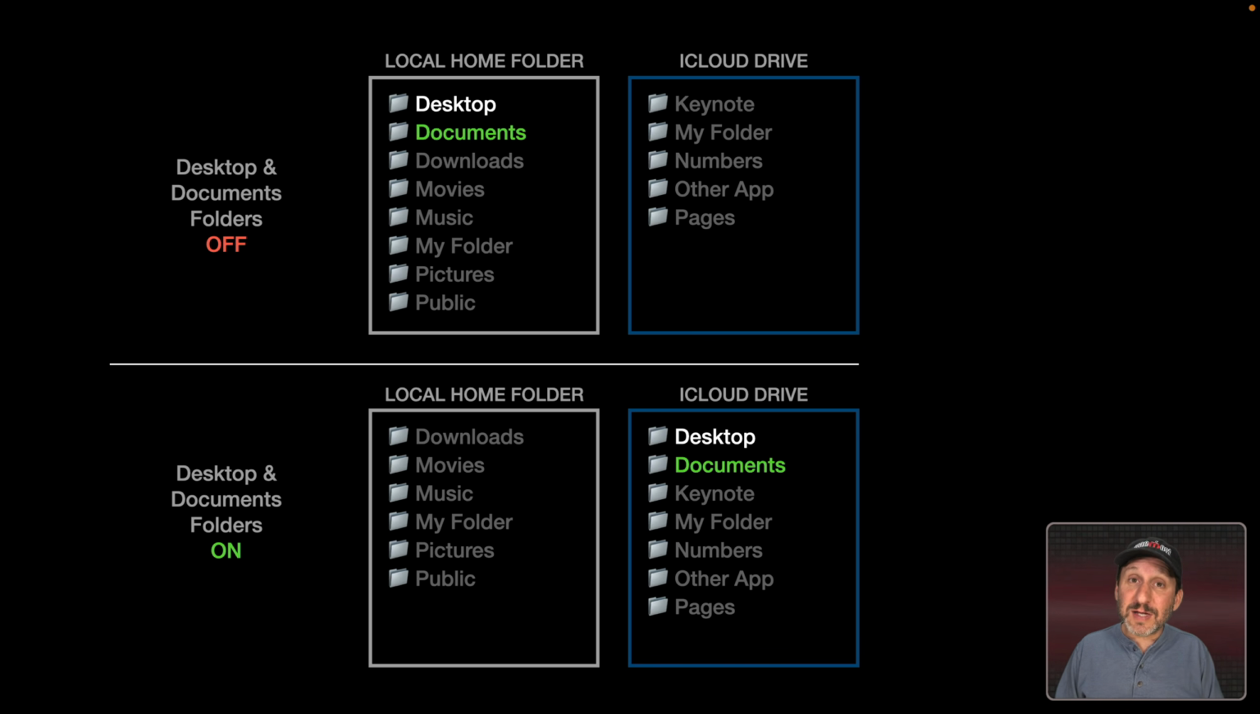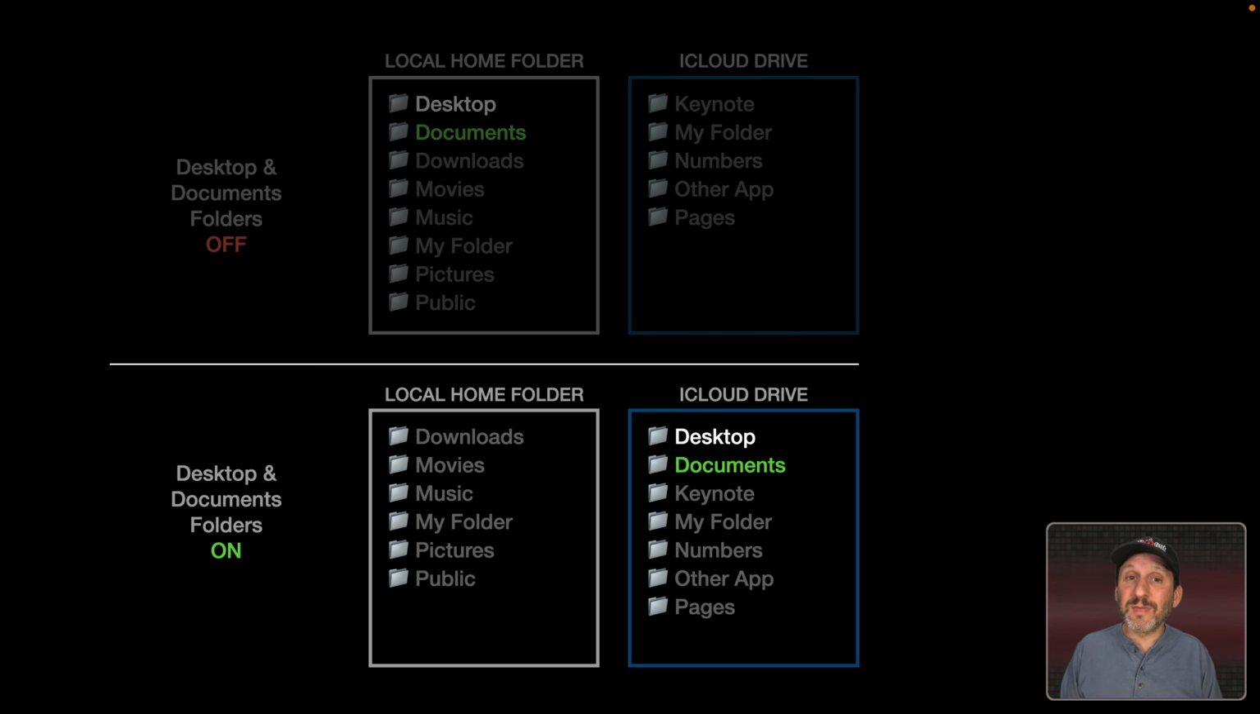If you're not using Desktop and Documents in iCloud, then put all your files arranged in subfolders in the Documents folder in your home folder. If you're using Desktop and Documents with iCloud, then put everything in the Documents folder in iCloud Drive. And if you're unsure of which one of those to choose, well then I recommend just using iCloud Drive.